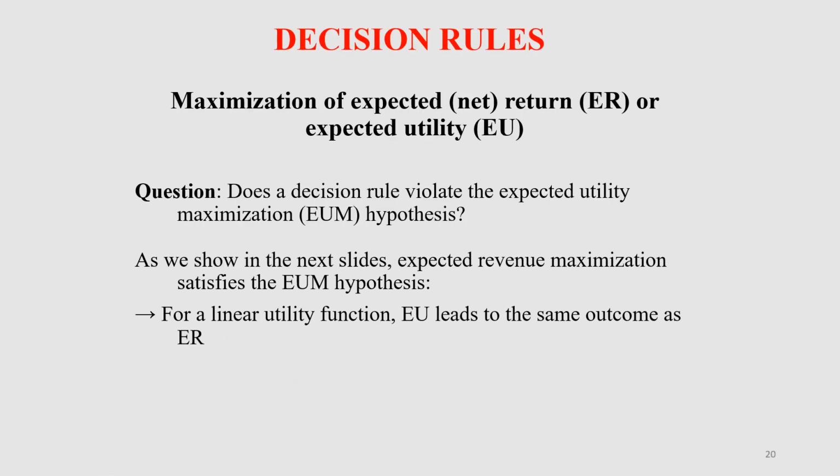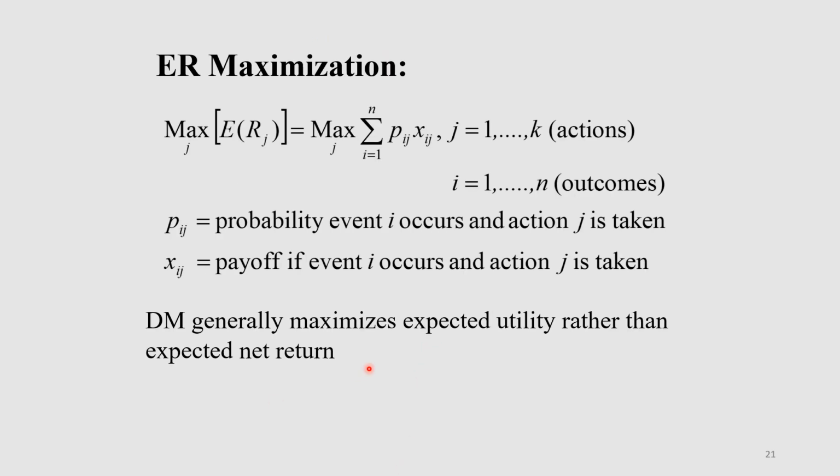So with this as background, let us look at various decision rules. First of all, maximization of expected net return or expected utility. Question: does a decision rule violate the expected utility maximization, or EUM, hypothesis? As we show in the next slides, expected revenue maximization does in fact satisfy the expected utility maximization hypothesis. For a linear utility function, expected utility leads to the same outcome as expected returns. So let's look at expected return maximization.